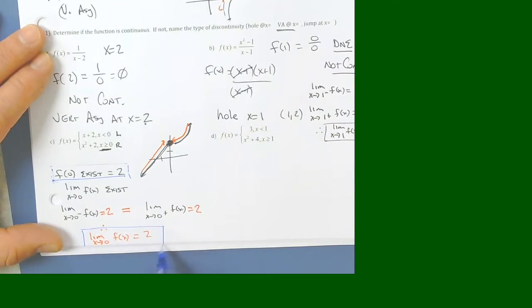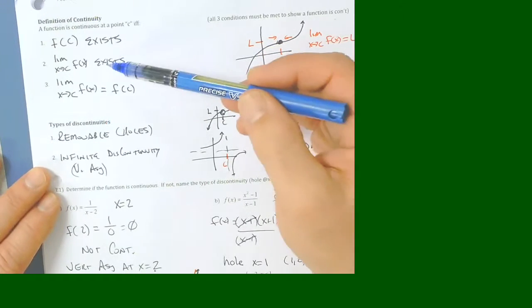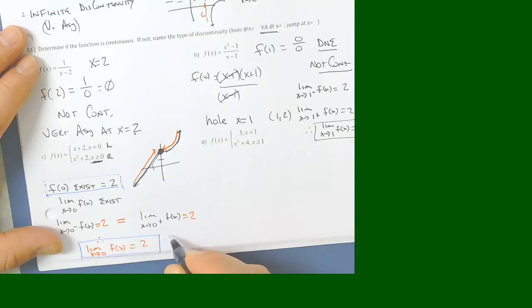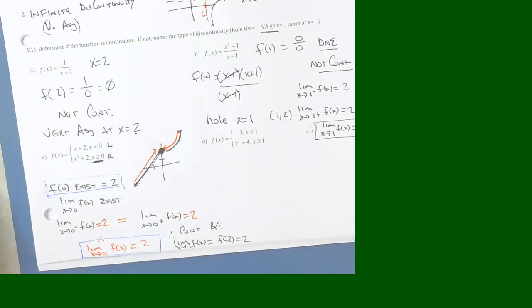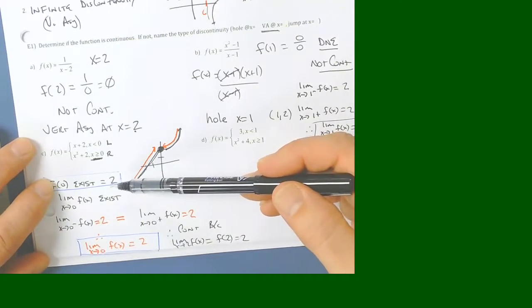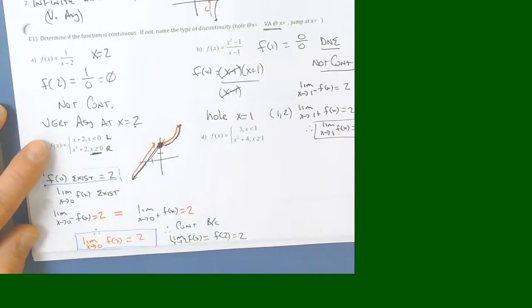The limit exists, it equals 2. It exists, the limit is equal to the height. So we're continuous. We can state, therefore, we are continuous because the limit at 2 is equal to f of 2, which equals 2. We need to state all of that for continuity: the function exists, the limit exists, the limit is equal to the function.